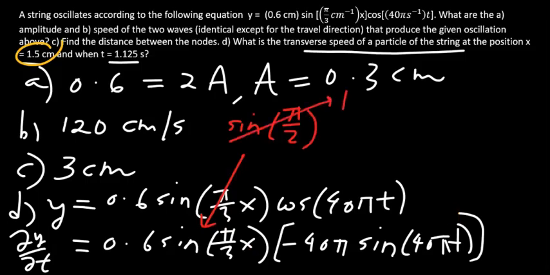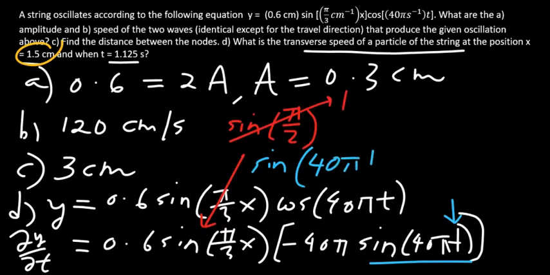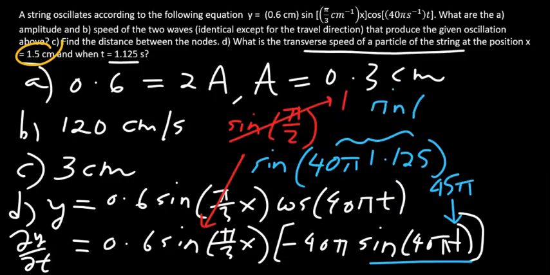When you substitute t to be 1.125 in this expression, you get sine of 40 times pi times 1.125, and the argument of that sine becomes 45 pi. So sine 45 pi is indeed 0. That would give you 0 for part D as the answer. That solves the problem. Thank you for watching.